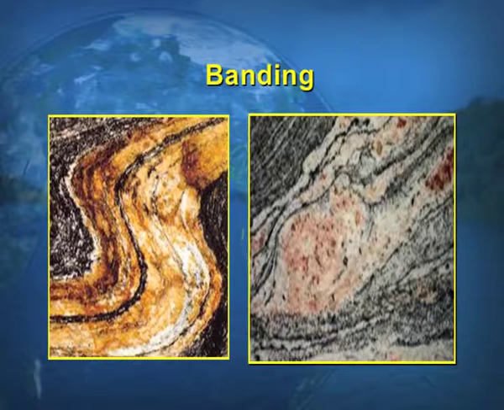Second is foliation. It is a continuing process of metamorphism. A large percentage of the minerals are assembled in the parallel orientation of the rocks, and the last is banding. As the picture shows, there are different bands of different colors of the rocks.